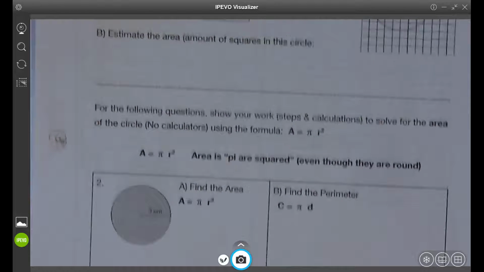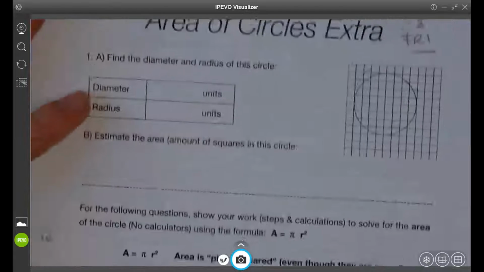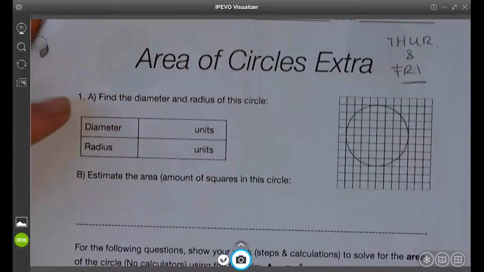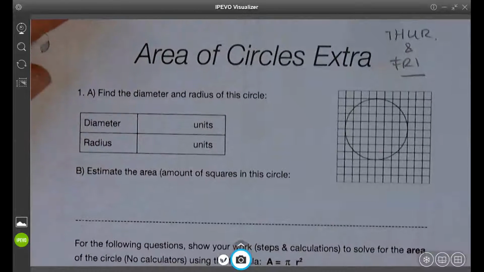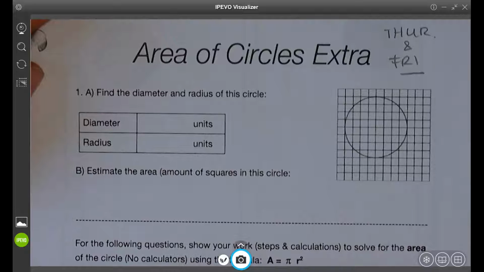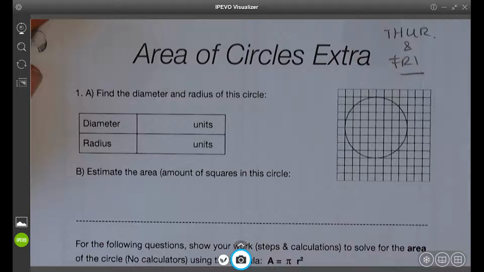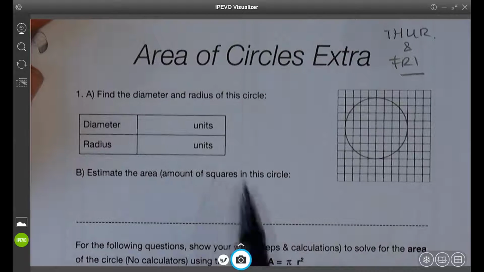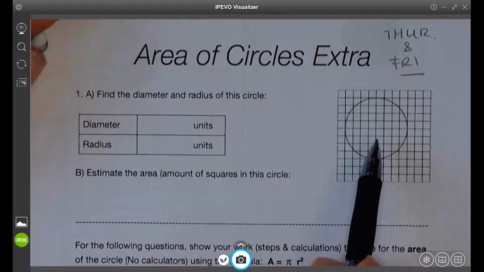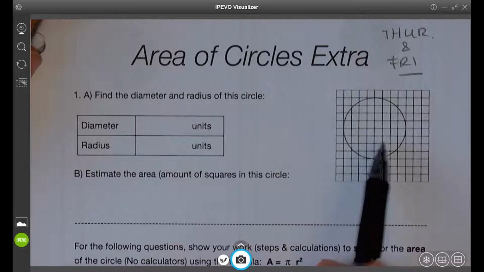All right, so we are now working on area of circles. You've done some practice where you did circumference of circles. That is the distance around a circle. Now we are doing the area of the inside of a circle. So it says find the diameter and radius of this circle.